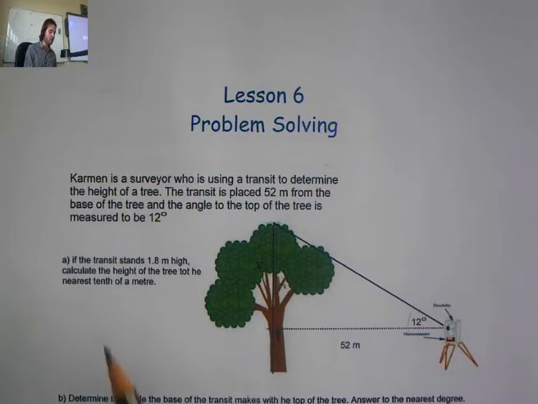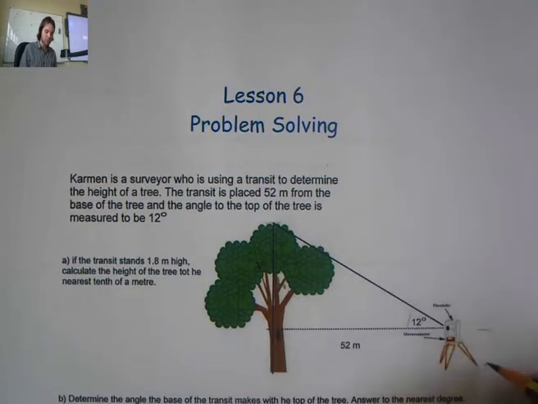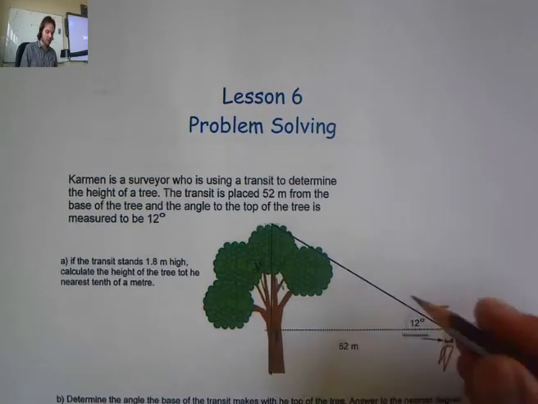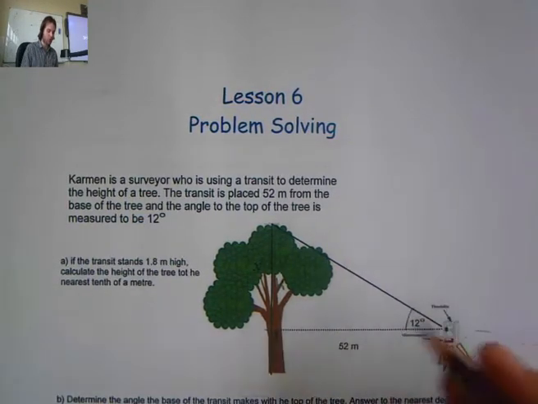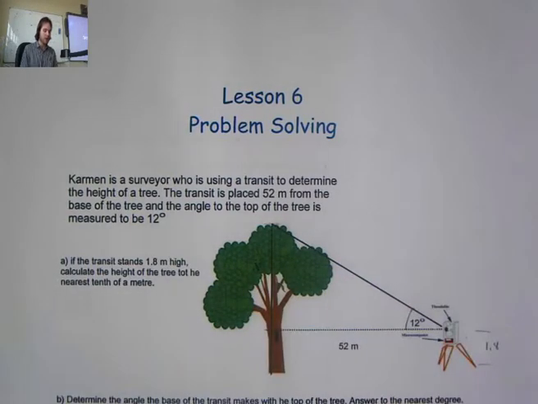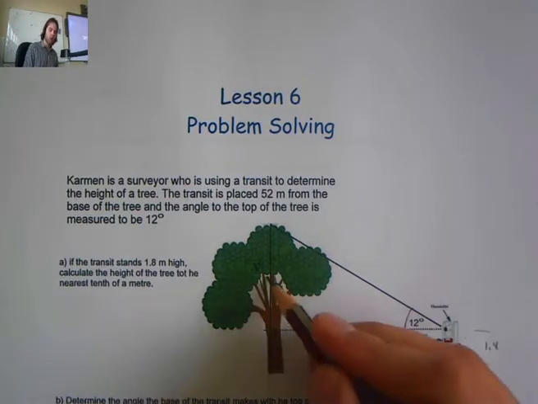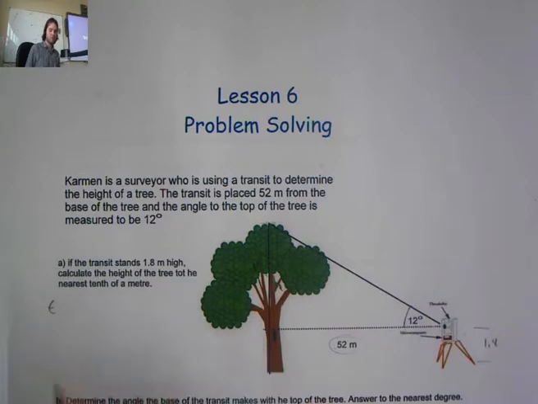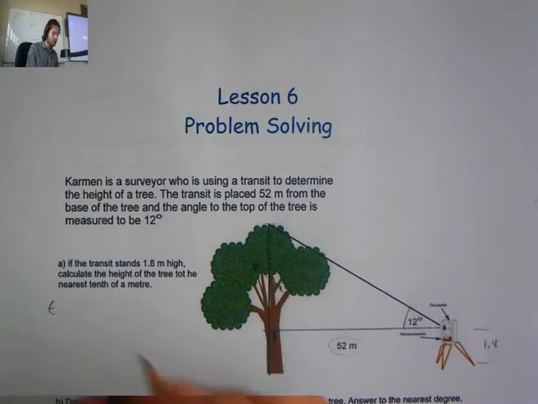Okay? So now it wants us to find what is the height of the tree, given that the transit is 1.8 meters from the ground. Alright? Well, I look at this here. I know this angle's 12. I want to find my height over here, and I know this is 52. So I know my adjacent, and I want to find my opposite, which is my height. So I'm going to use tan, because SOHCAHTOA, TOA, I'm using tan.